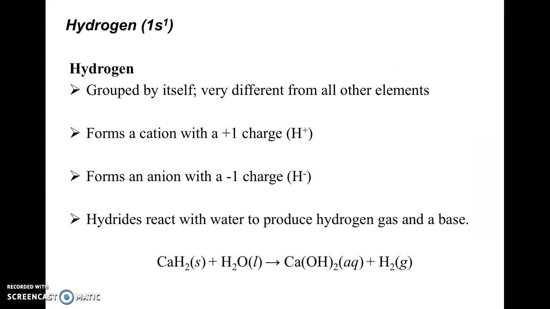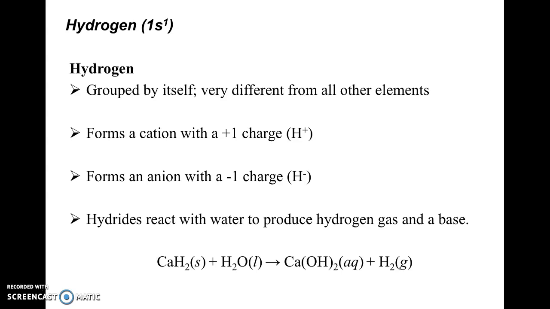All right, so we're just going to talk about some of the groups and their reactivity, but we're going to start with hydrogen. Hydrogen is a very unusual element. It's the very first element, and it is truly grouped by itself because it's different from everything else. It can form a cation by losing its electron, and it has a +1 charge then. Less common, but it does happen. It can form an anion by pairing to the electron it already has, so it would have a -1 charge.